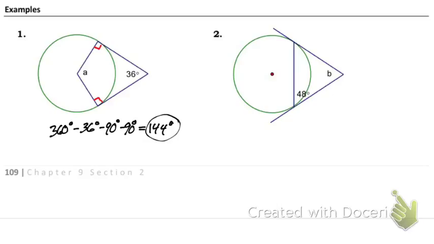All right, number 2. What's the first thing I need to do? See if the lines are tangent, and they are. Are they tangent? Do they meet at a point outside the circle? Yeah, the lines are tangent and they meet at a point outside the circle. So that means they are congruent. So this is congruent to that. Well, that's an isosceles triangle, right?